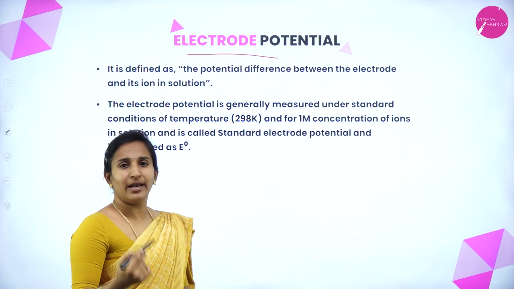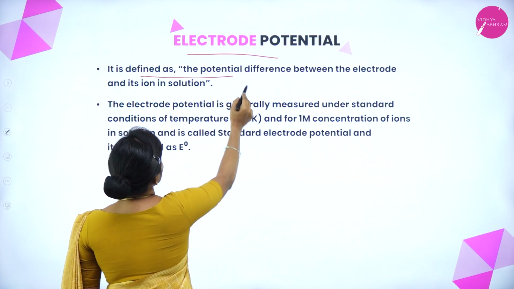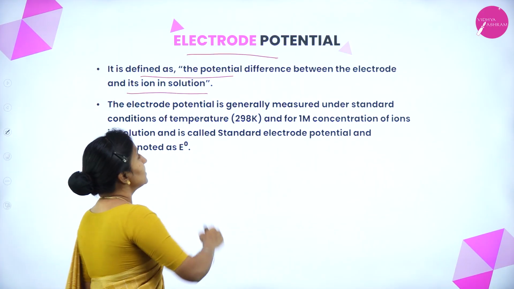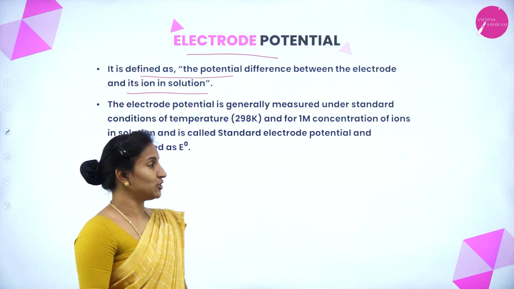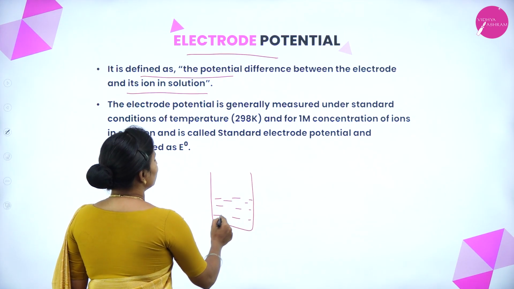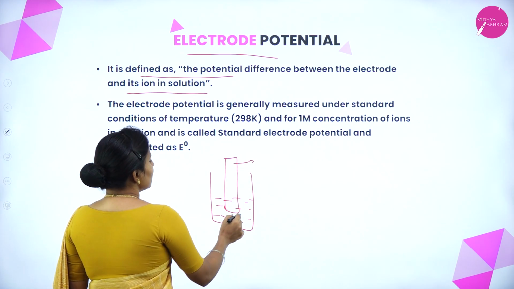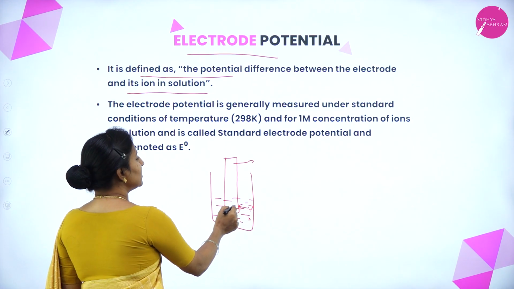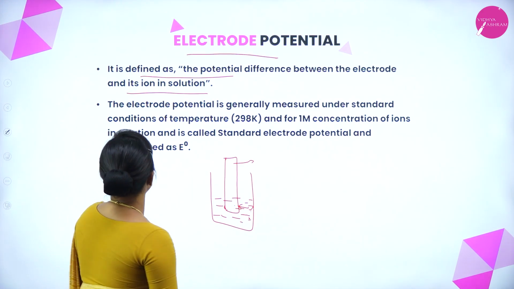Electrode potential. Electrode potential is defined as the potential difference between the electrode and its ion solution. We call it electrode potential. So if we consider zinc sulfate solution dipped with a zinc rod, there is a potential difference between the zinc sulfate solution and the zinc rod. So this is considered as electrode potential.